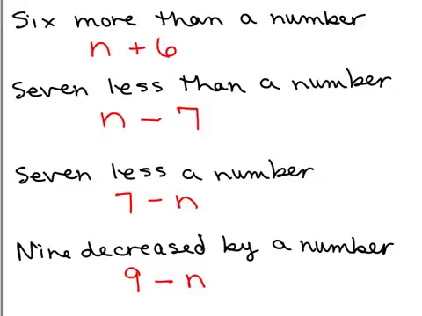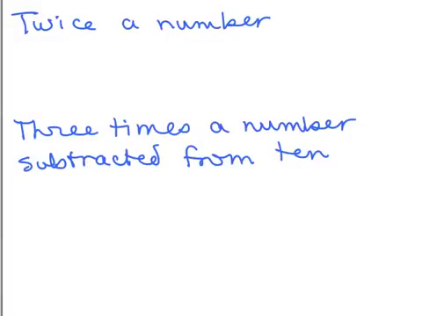Let's try doing some that are used for multiplication. All right, first one here. Twice a number. What does that mean? Twice a number just means 2 times the number. So if we're going to use n for the number, 2 times the number, you would just write as 2n.